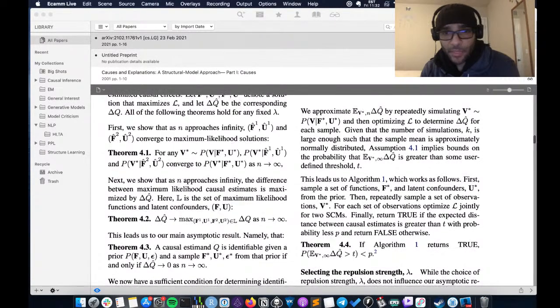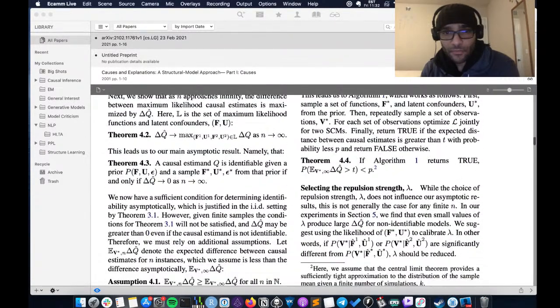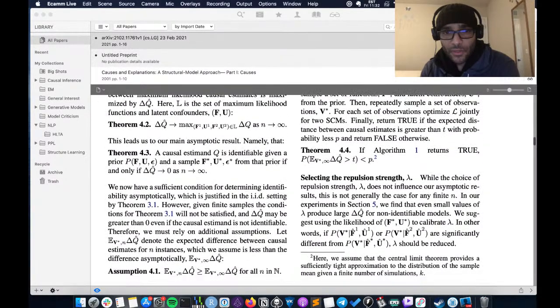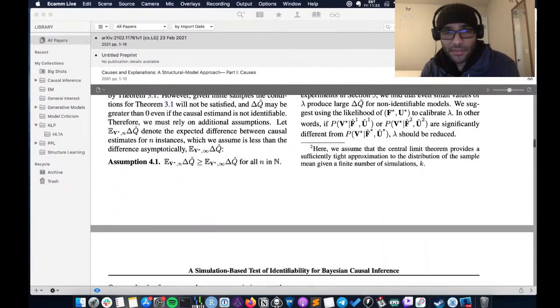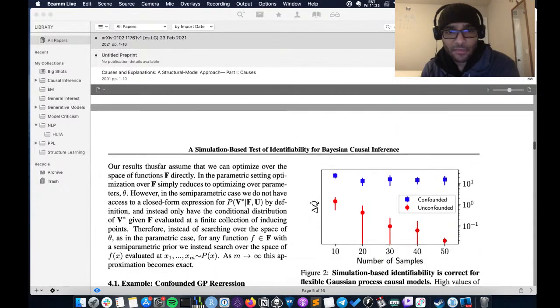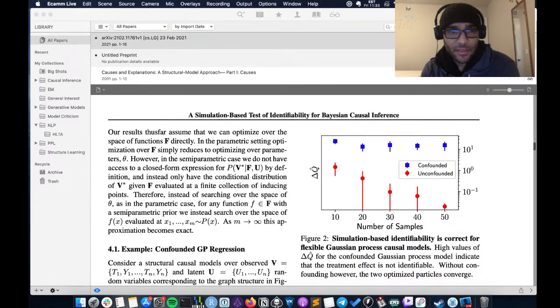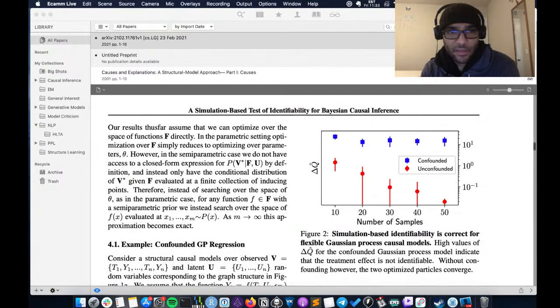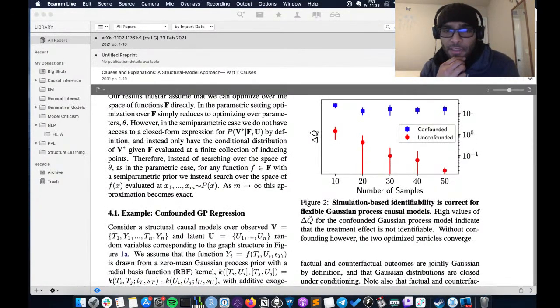I got some theorems, great. Got some hyperparameter selections. Kind of rules of thumb, I imagine. Here's another figure. All right, figure 2. Simulation-based identifiability is correct for flexible Gaussian process causal models. High values of delta Q hat for the confounded Gaussian process model indicate that the treatment variable is not identifiable. Without confounding, however, the 2 optimized particles converged.